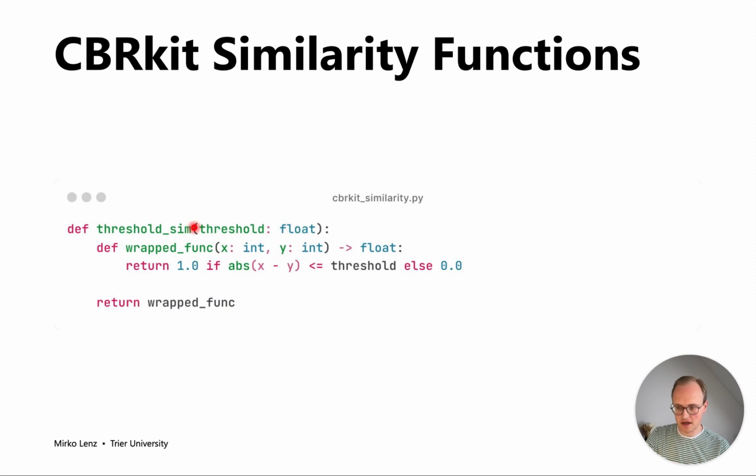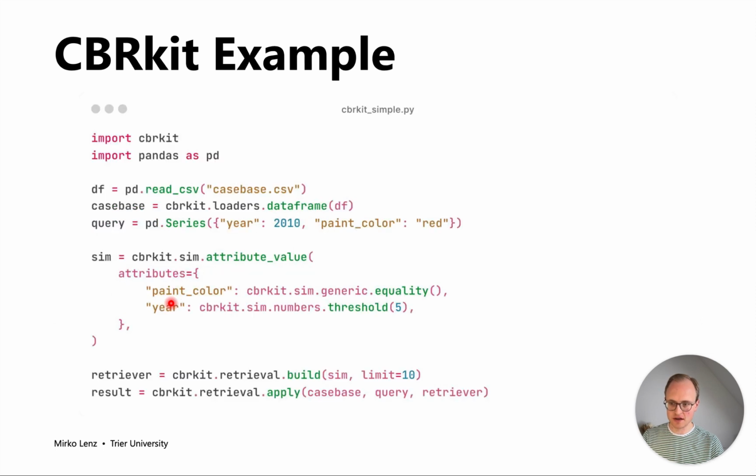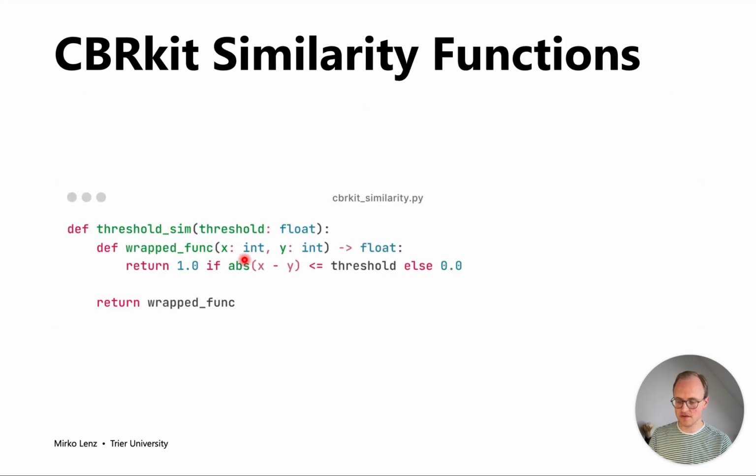So we have some parameter here, which is the threshold. And then inside the function, we define a new, we call it wrapped function or nested function, that does the actual similarity computation. And each similarity function in CBRkit follows the same signature. You have X and Y of the same type, returning some float. So we see here that we return a float, and the actual call to a threshold similarity just returns this function. So if we go back one slide, we see that if we call this statement here, we basically get a function that is then passed to this attribute value helper. Okay, this is why this is called.